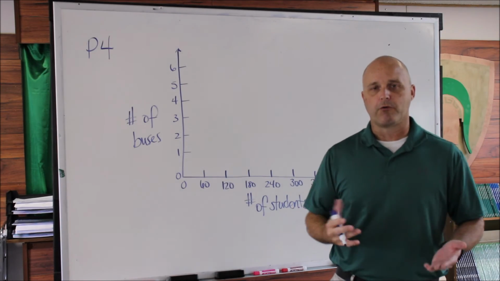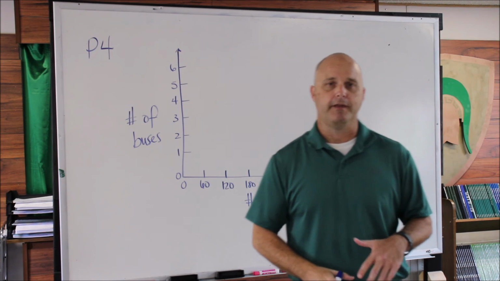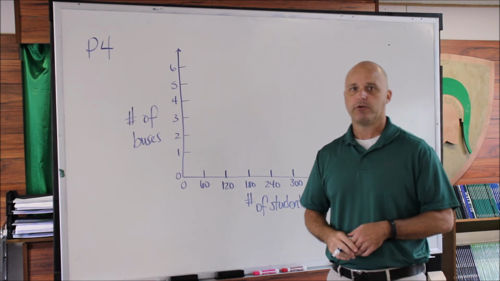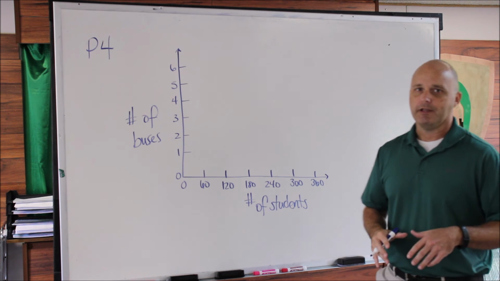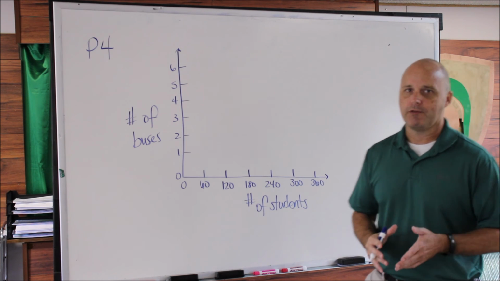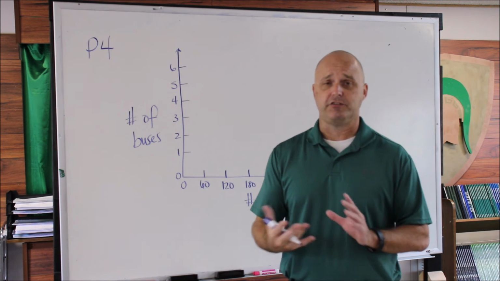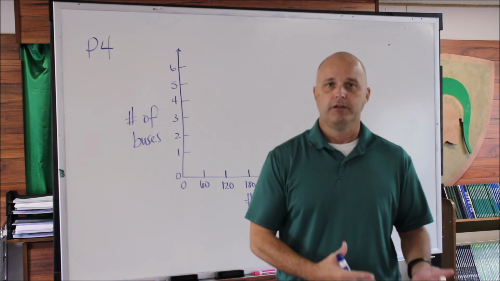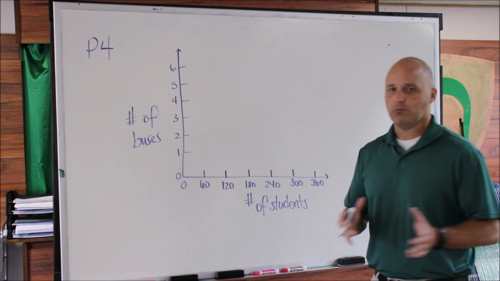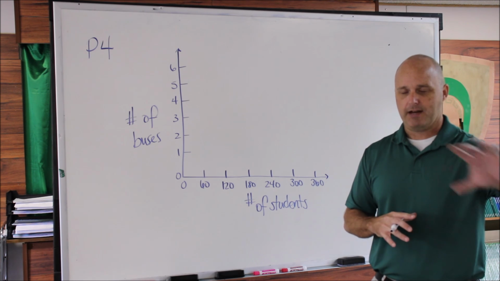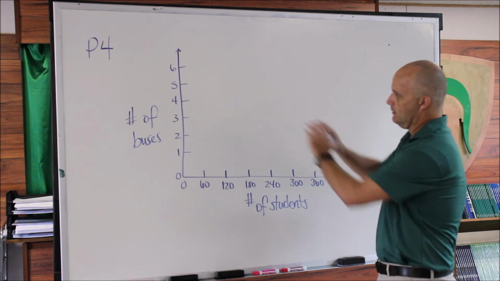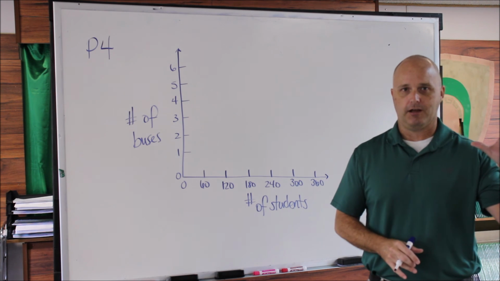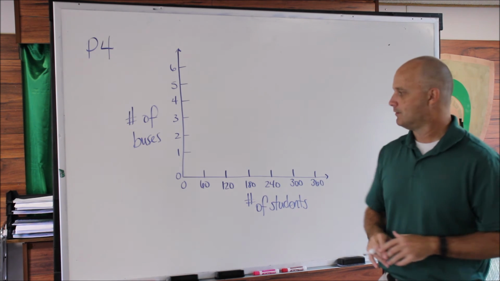All right, so for problem number 4, we're going to go over just a concept here, and this is called a piecewise function or a step function. So in the scenario that we're given in the book, for every 60 students that are going on a field trip, you're going to need 1 bus. So what we can do is take that information and present it onto a graph, because we're comparing buses to students.